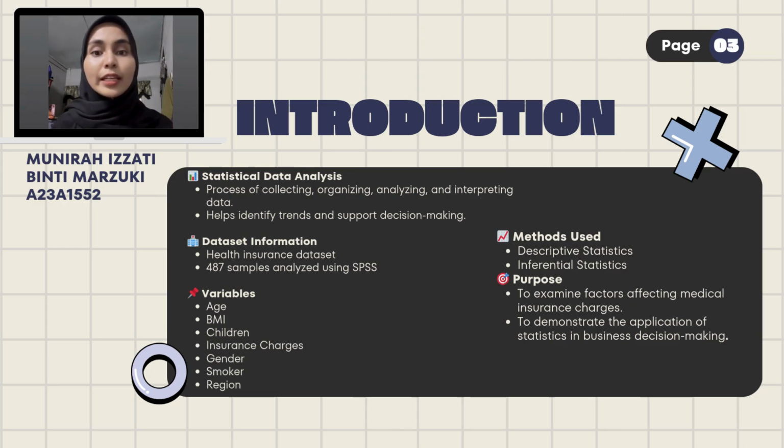For this study, we analyzed a health insurance dataset containing 457 respondents using SPSS software. The variables examined were age, BMI, number of children, insurance charge, gender, smoking status, and religion. We apply both descriptive and inferential statistics. Descriptive statistics were used to summarize the data, while inferential statistics identified differences between groups. The aim of this study is to understand the factors affecting medical insurance charge, to show how statistical analysis can support better decision making.